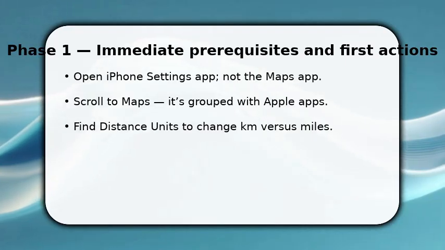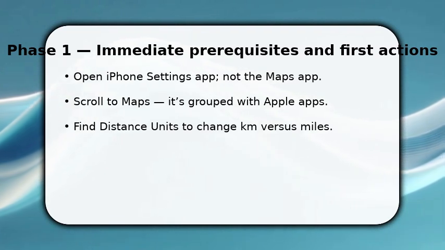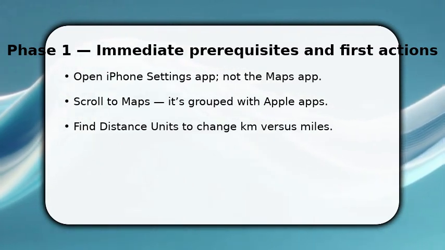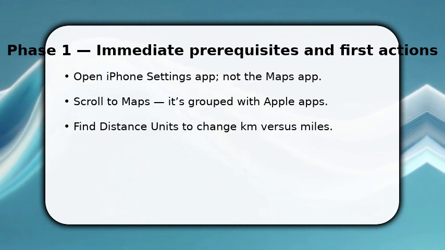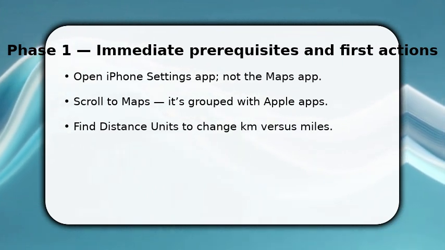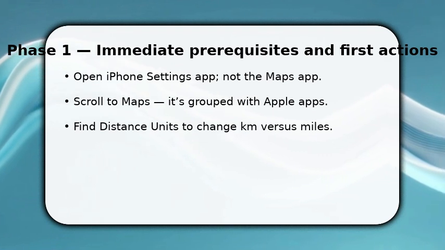You start in the Settings app, not in Apple Maps. Tap Settings, then scroll down and open Maps. This is where System Map Preferences live. Once in Maps, locate Distance Units. It's a single, clear option.